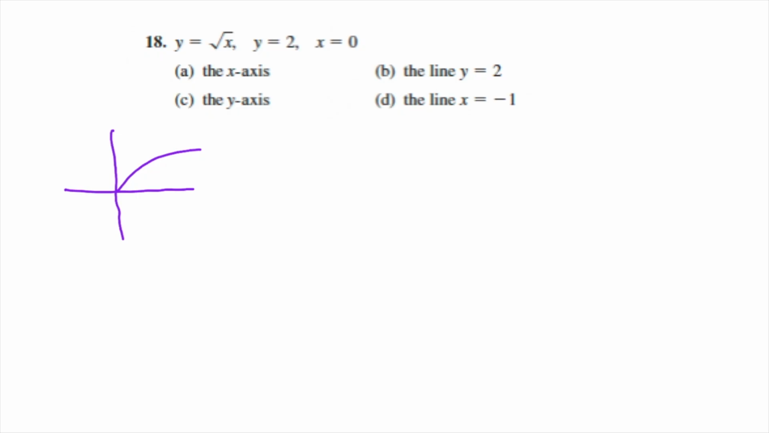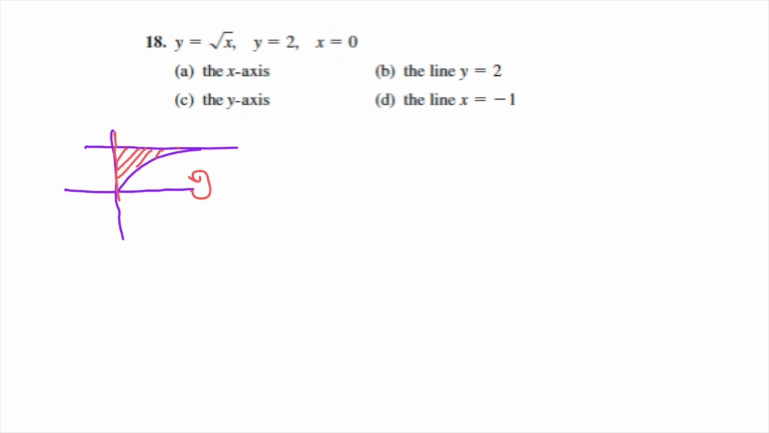So we have the square root of x, y equals 2. So we have a horizontal line at y equals 2, and x equals 0. So you can see that the bounded region is trapped between those three curves. We're spinning about the x-axis. Draw where you are spinning. Drawing where you're spinning is important because we want to figure out the axis of revolution.